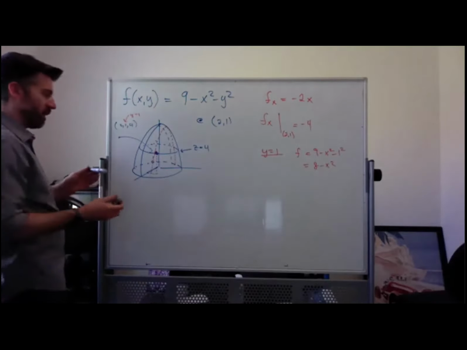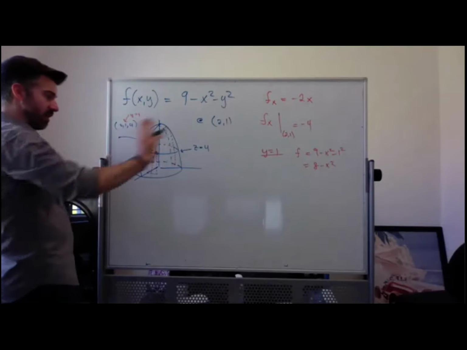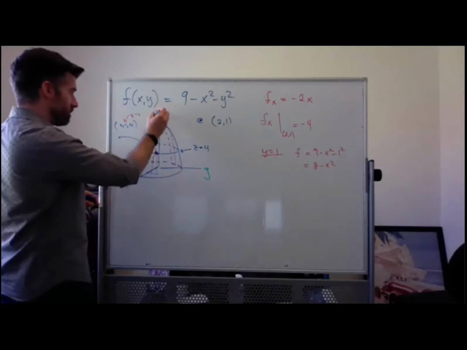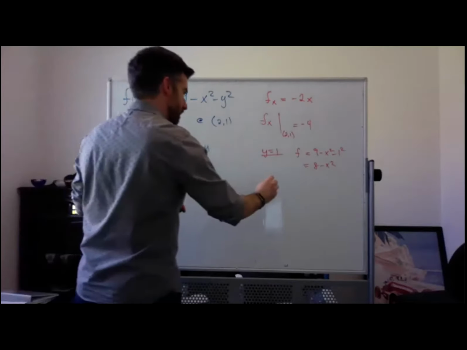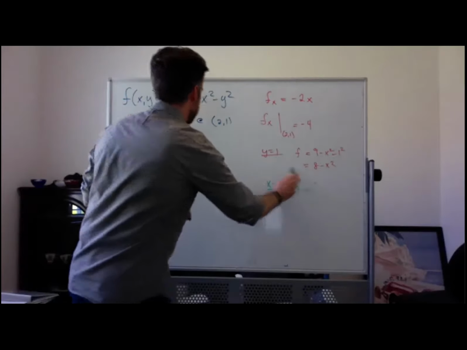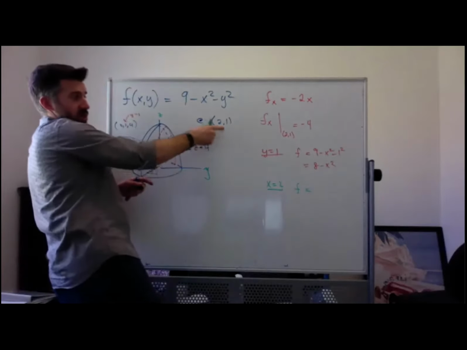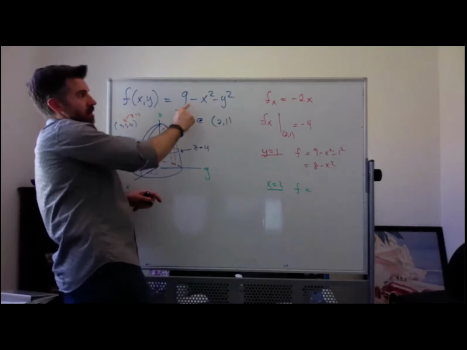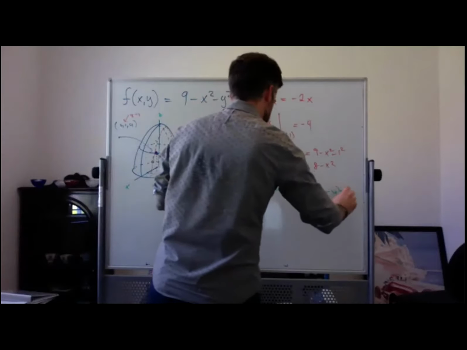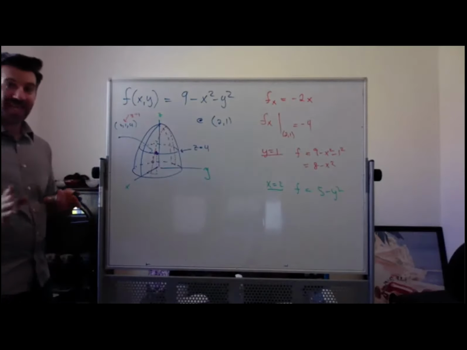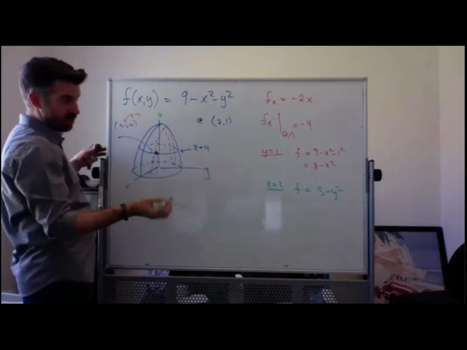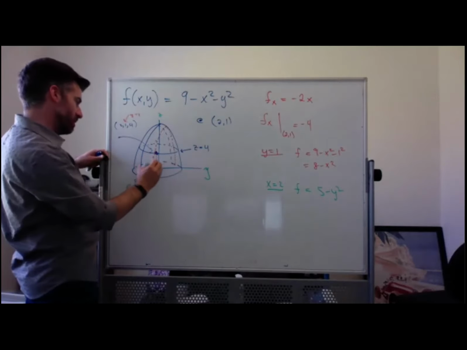And then in the y direction, so that's holding x constant and only moving left or right, because again, this is x, this is y, this is z. If I set x equal to 2, I get my function equal to, and again, I'm picking 2 because those are the points that I'm looking at, 9 minus 4 minus y squared, which is going to be 5 minus y squared. So in the plane x equal to 2, I'm going to get z equal to 5 minus y squared.